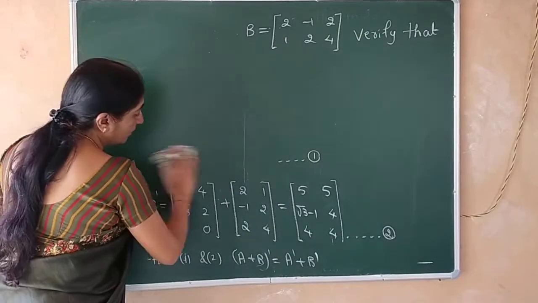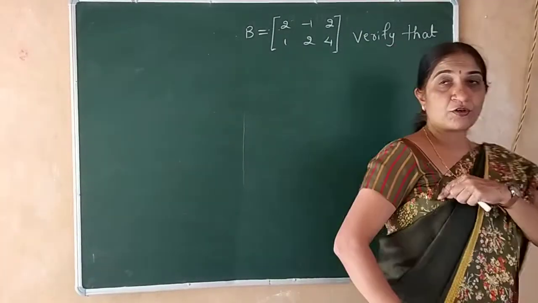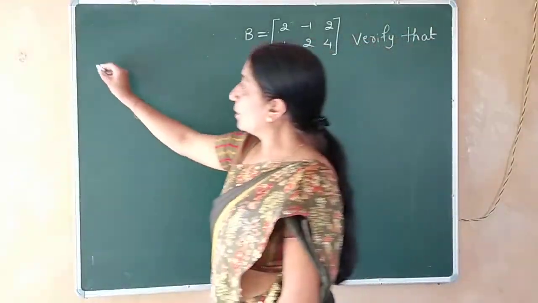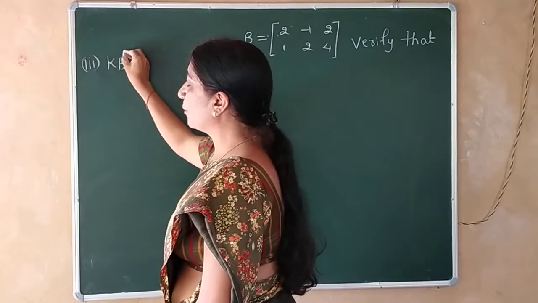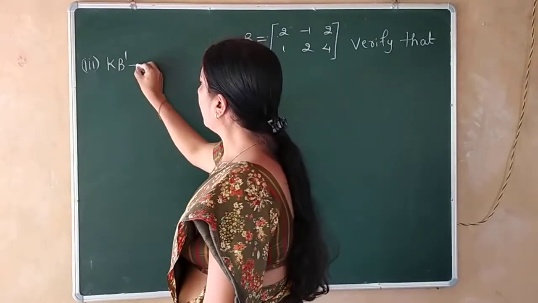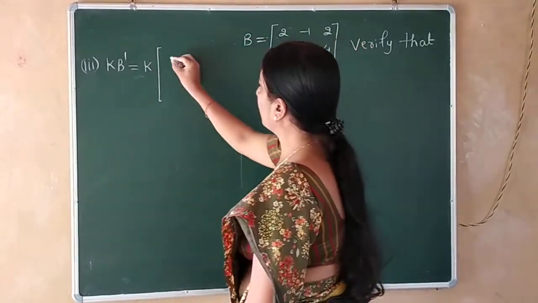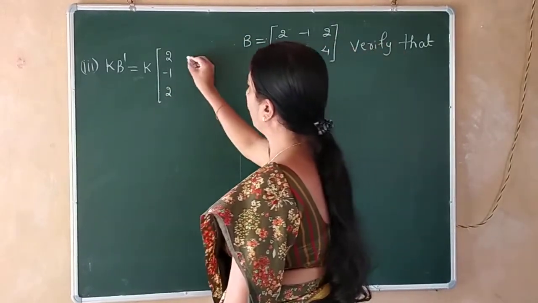See, in the third one. In the third example, what we have to prove? We have to prove that K into B dash. So here in the third one, I am writing K into B dash. K, write down the transpose of B. It is 2, minus 1, 2. Then 1, 2, 4.